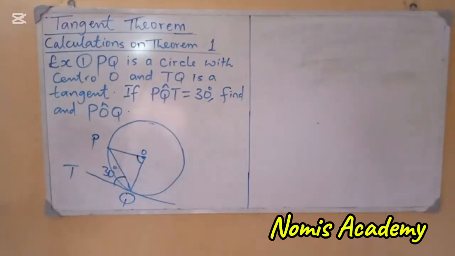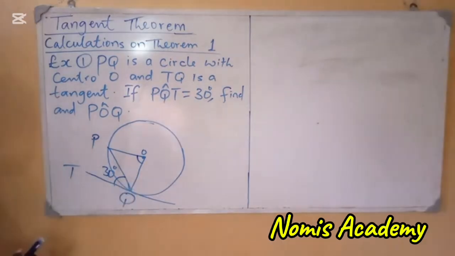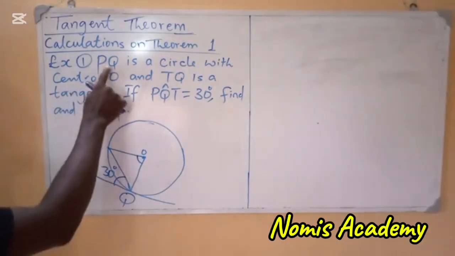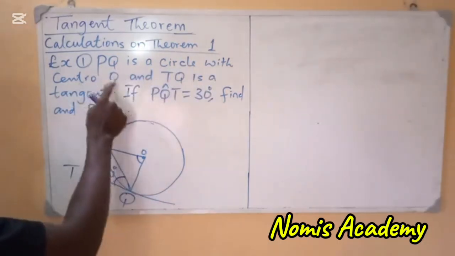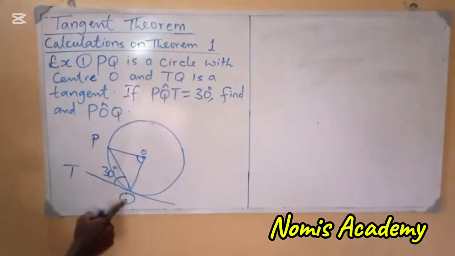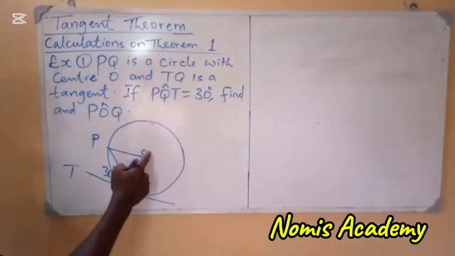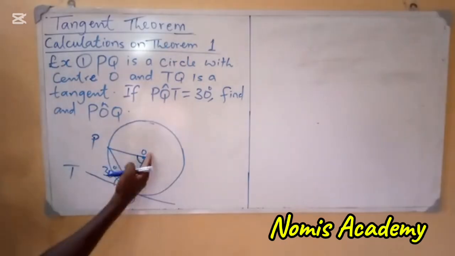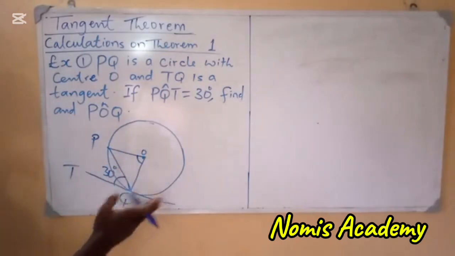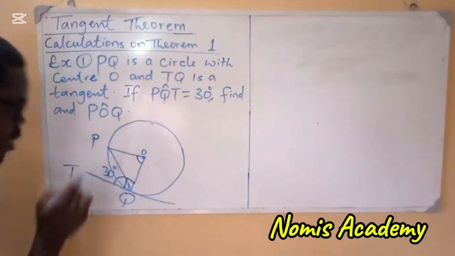Alright, so let's start. To solve the problem, you agree with me that the angle at the point Q, that is angle OQT, is 90 degrees. According to the question, PQ is a circle with center O, and TQ is the tangent. You remember Theorem 1? If TQ is the tangent to the circle, and the radius of the circle is OQ, then the radius is perpendicular to the tangent. Therefore, this particular angle here is a right angle.